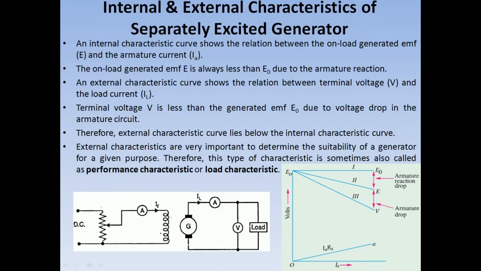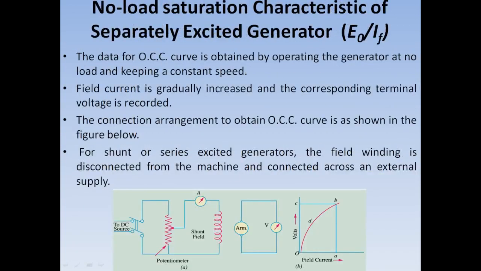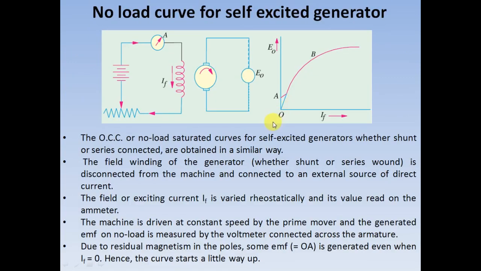Comparing with the OCC of a separately excited DC generator, which is shown here, in this OCC some EMF, that is the magnitude OA, is represented here. So some EMF OA is generated even when the magnitude of field current is 0. At this point the magnitude of field current is 0, and even then there is some EMF which is being induced or generated.